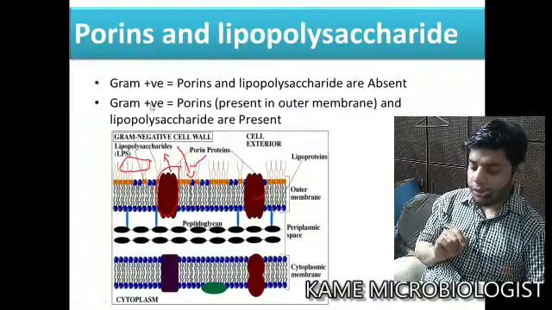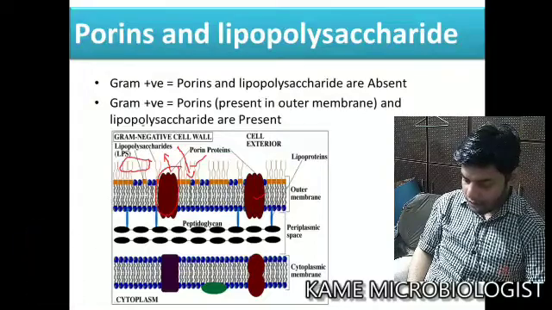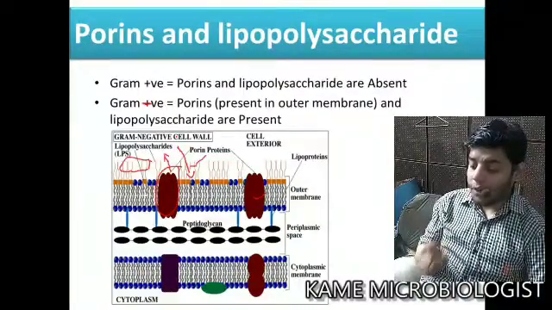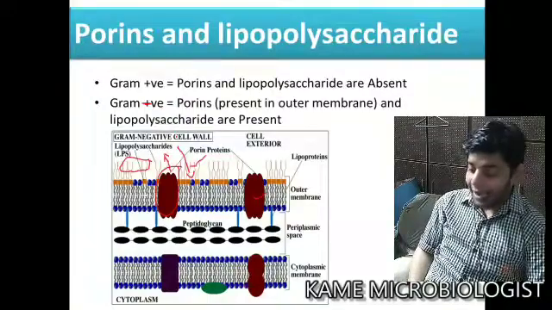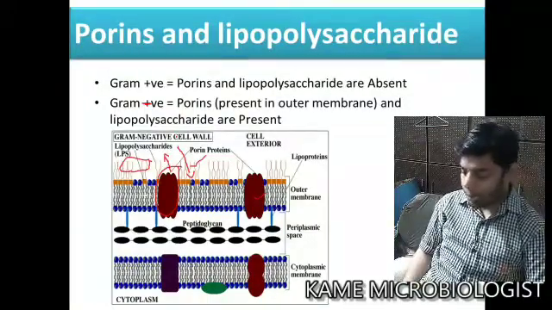But in the case of gram-negative bacteria, this is actually gram-negative bacteria. I mistakenly wrote it, this is actually gram-negative bacteria, not gram-positive. In the case of gram-negative bacteria, porins are present at the outer membrane, and lipopolysaccharide is also present. So this is all about the porin and lipopolysaccharide in gram-positive and gram-negative bacteria.